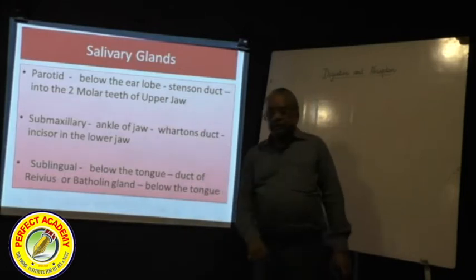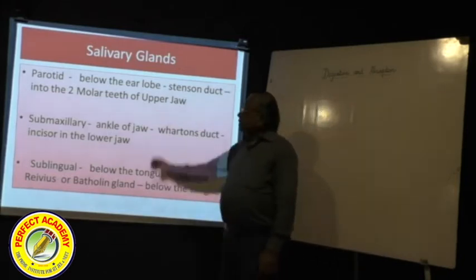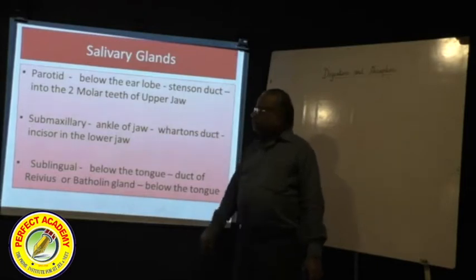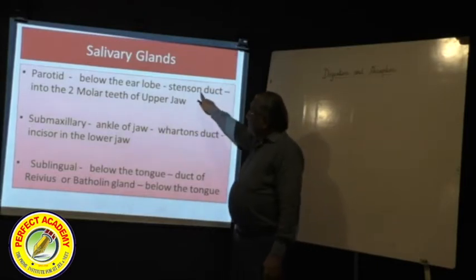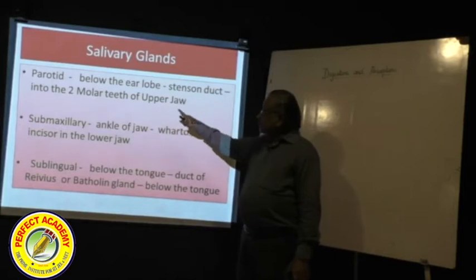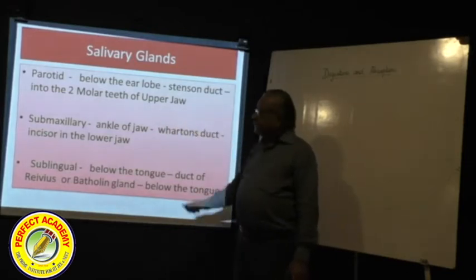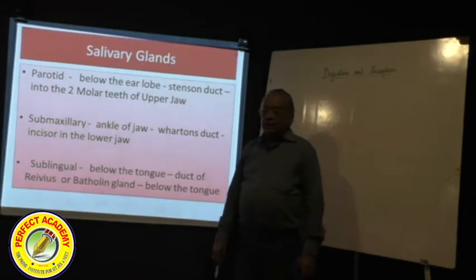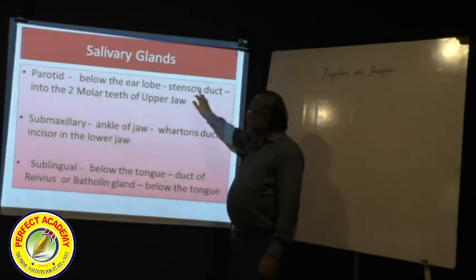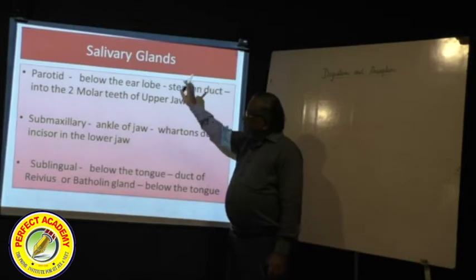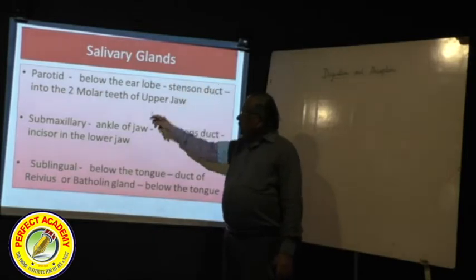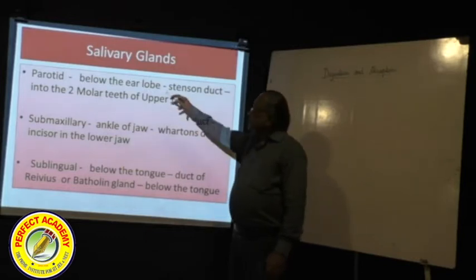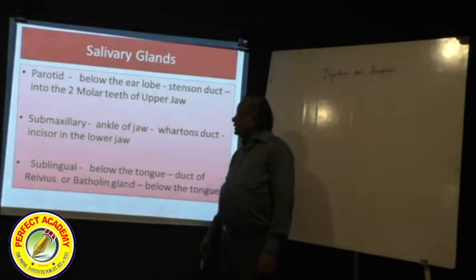here the very important one is the parotid gland. It is located below the earlobe and it is connected to the second molar tooth of the upper jaw by a duct. The duct is called Stenson duct. So the name of the duct is very important, which connects the parotid gland to the second molar tooth. So the secretion from the parotid gland is released at the second molar tooth.